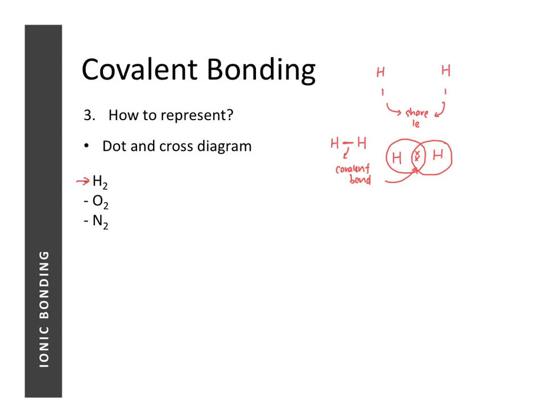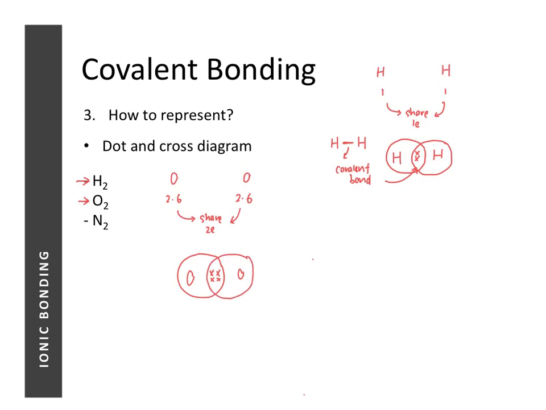Okay, now let's take a look at the second molecule, which is oxygen. Oxygen is made out of 2 oxygen atoms, and each atom has an electronic configuration of 2.6. So that means that both oxygen atoms need to share 2 electrons in order to have a noble gas electronic configuration. So how do we share it? Each oxygen atom is going to share 2 electrons with the other oxygen atom.